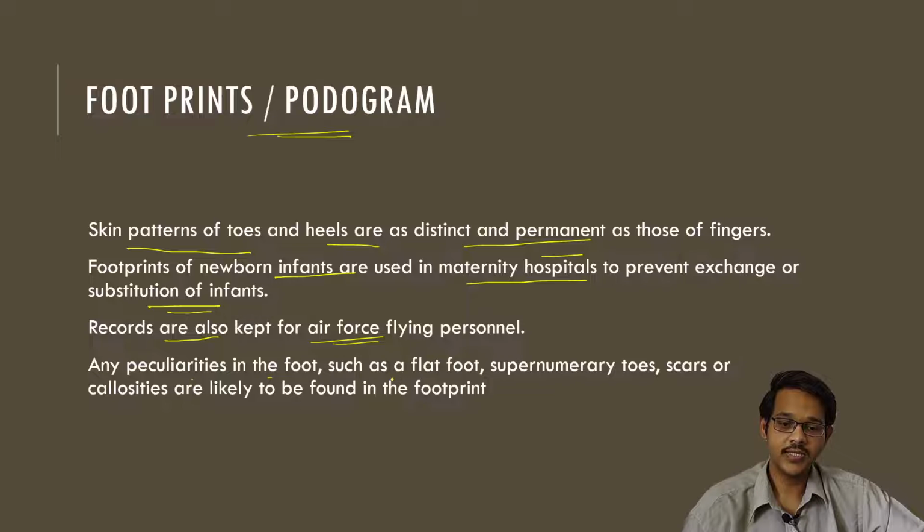Sometimes not even the footprints, but peculiarities in the foot such as flat foot where the arches are missing, supernumerary toes, scars on the foot, or cavities are likely to be found in the footprints, which can be used as a mode of identification. So footprints not only have ridge patterns, but any abnormalities of the foot can also be used to identify individuals.